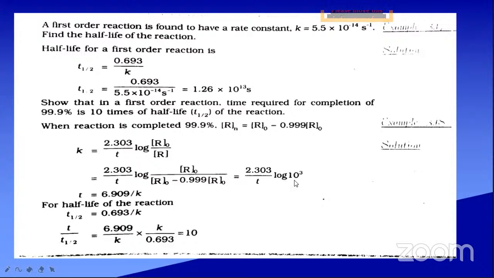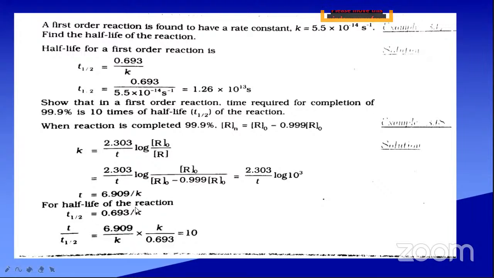Then 0.001 means 10 power minus 3. It will come to the numerator, so 10 cube will become. R naught gets cancelled, 10 cube will become, so 3. Log of 10 power x equals x log 10, and log 10 equals 1. So 3 log 10 is 3 into 1. So 2.303 into 3 means 6.909 by k.